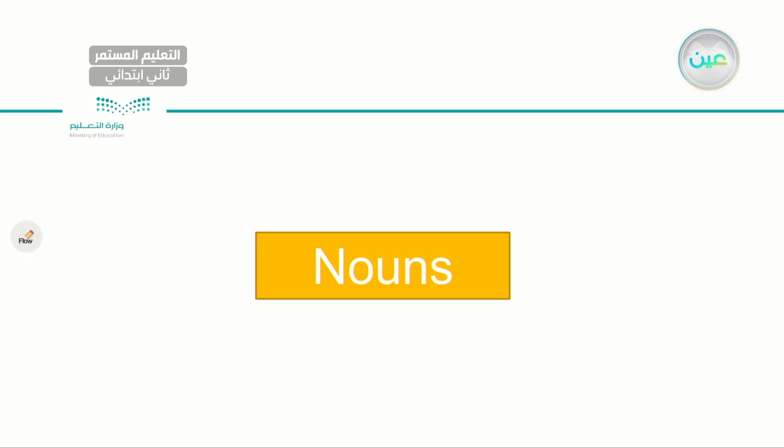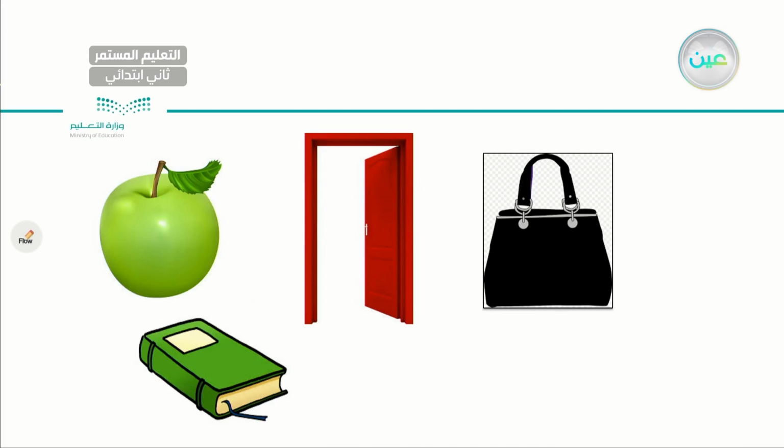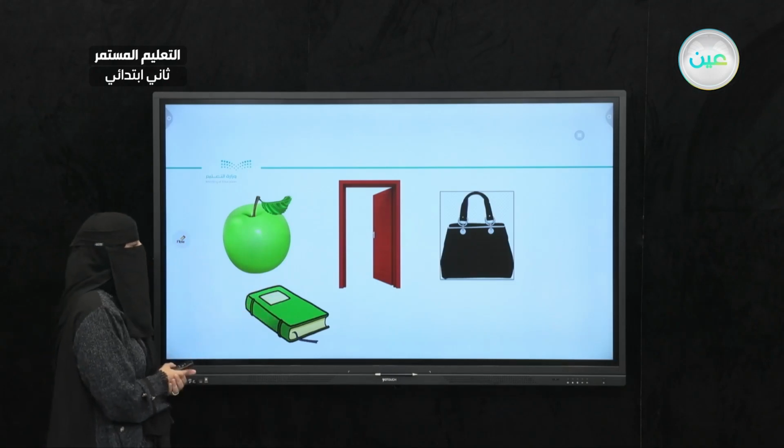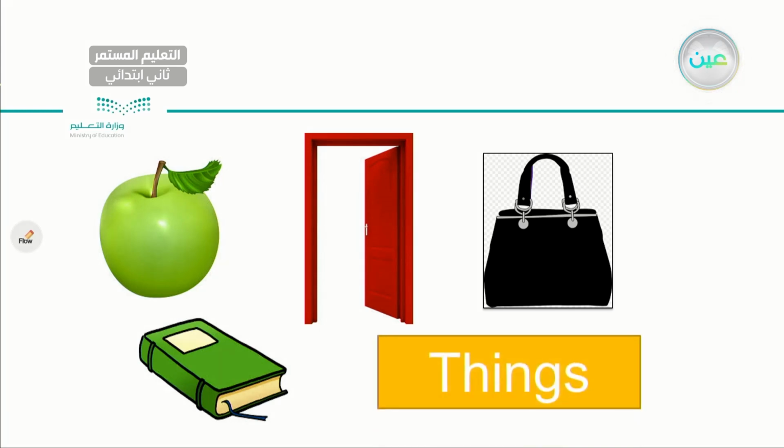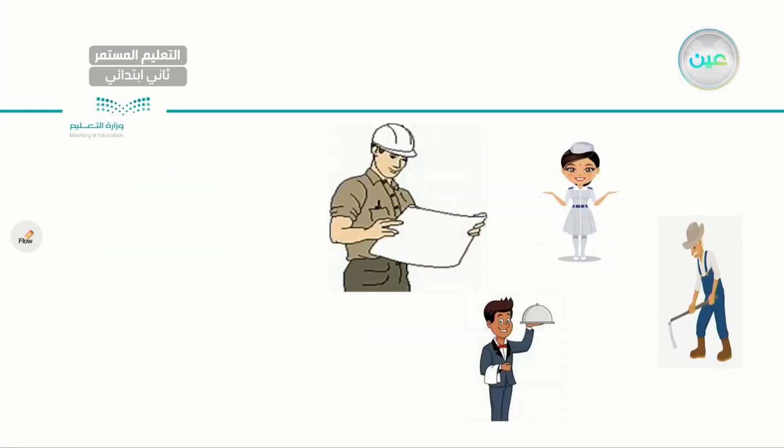Now, nouns. What do I mean by nouns? Now I'll be giving you several examples about nouns. As you can see here, I know you can name some of these items. I have an apple, a book, a door, a bag. All these, we call them in our English language things, okay? But they are nouns. How about, I have an engineer, a nurse, a farmer, a waiter. They are people, right? Again, we are naming nouns.